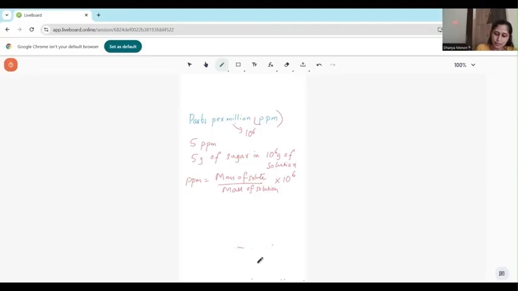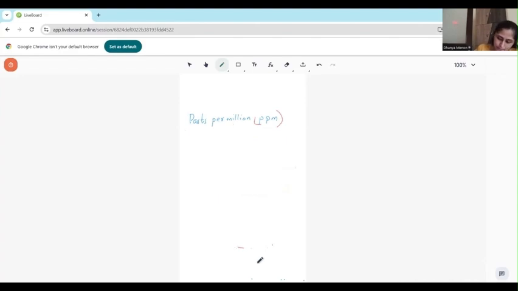Now, we will just do a question based on this. Just write down the formula over here. ppm equals mass of solute over mass of solution times 10 raised to 6.